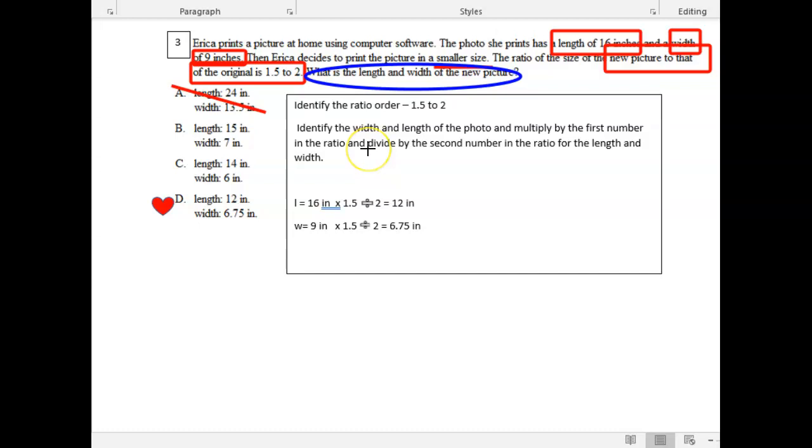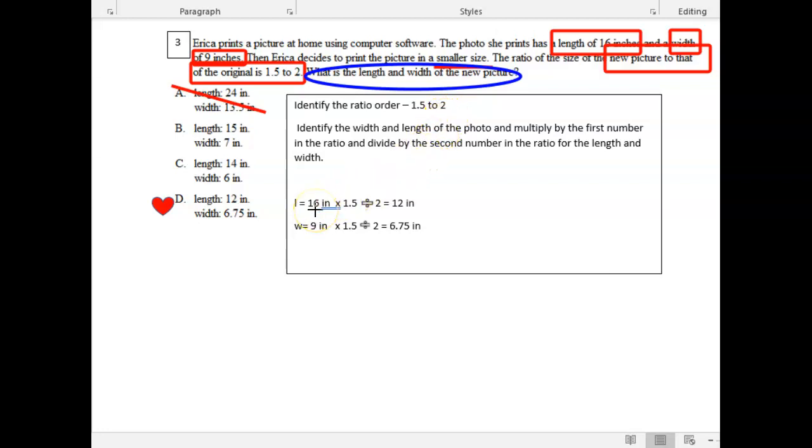So what we're going to do to solve for all of these responses is I'm going to keep it very simple. Look at your order of your ratio, 1.5 to 2. What you're going to do is multiply by the first number in the ratio and divide by the second for each of these values, length and width. So simply multiply by 1.5, divide by 2. That is a constant when you're dealing with example number 3. Always multiply by the first number in the ratio order and divide by the second.